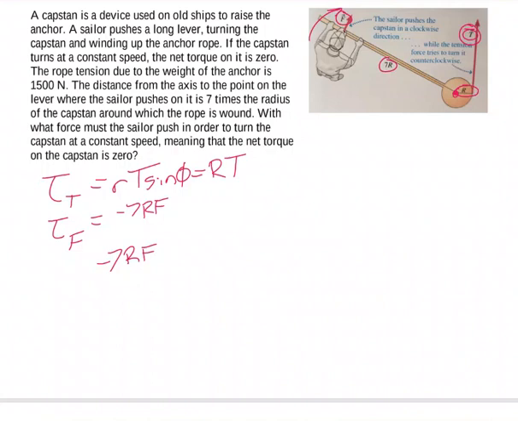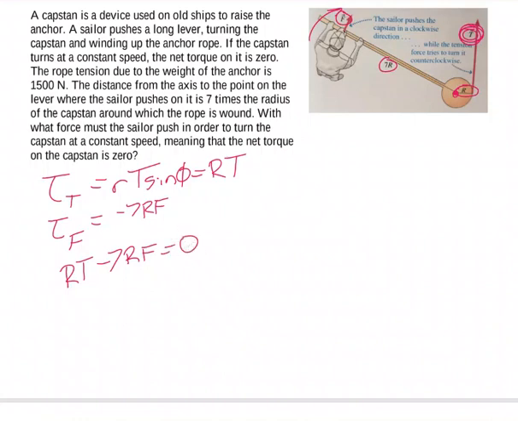Now, which way is this torque here with the anchor? Clockwise or counterclockwise? Counterclockwise. If you think about it, if the guy lets go of the bar, which way will the thing spin? Counterclockwise, right? The anchor will drop to the bottom of the sea, and the bar will spin around counterclockwise. Make sense? Okay, so this RT is positive. So I have RT minus 7RF equals 0. The sum of the torques is 0. That's right.